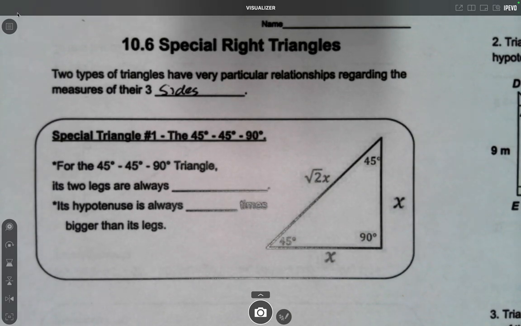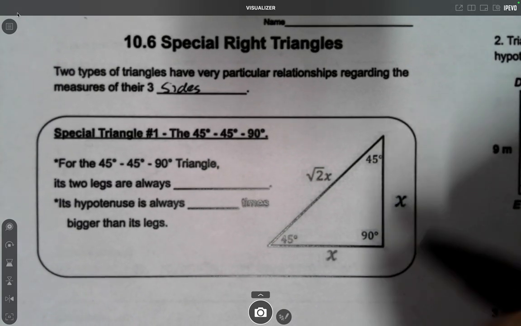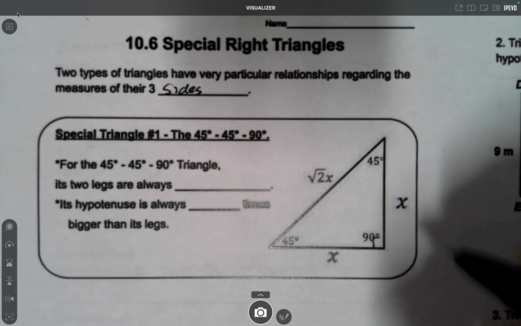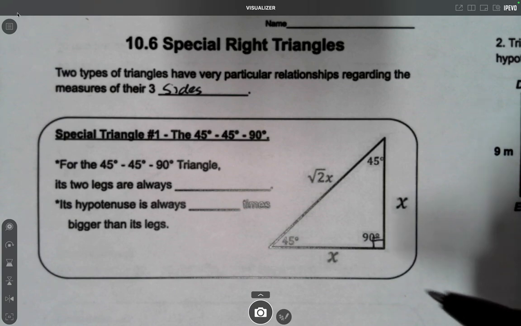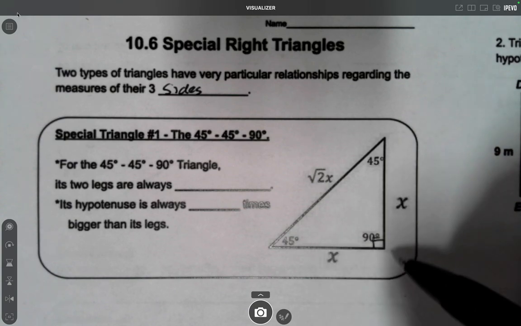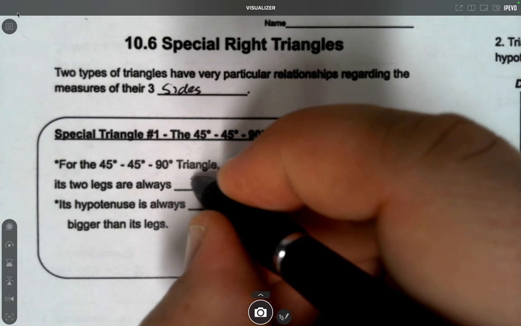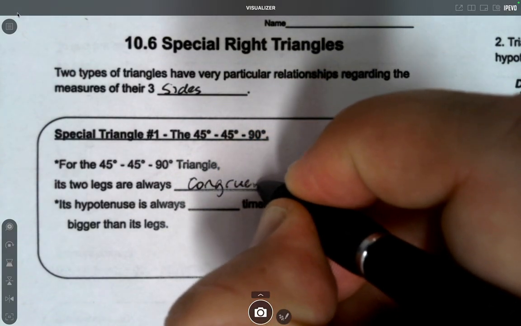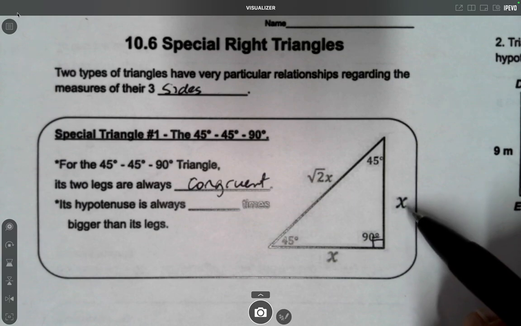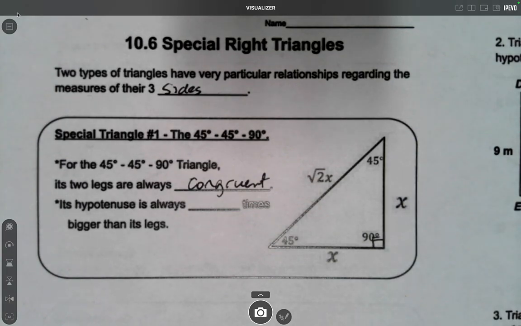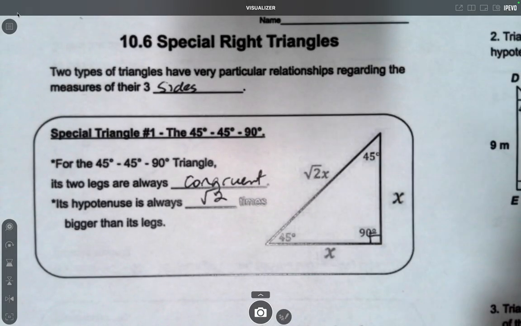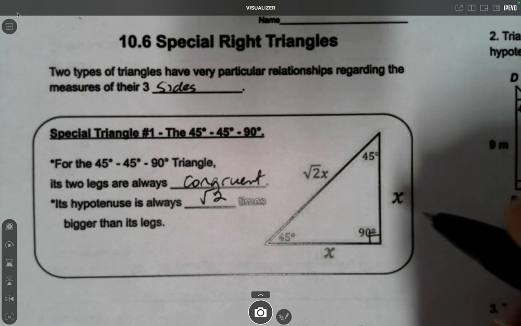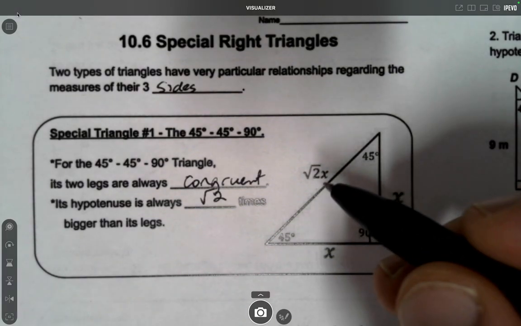So the first special triangle is the 45, 45, 90. This is a triangle that has one right angle, right here at the 90, and then two congruent angles, 45 degrees. Its two legs, that's the sides that are not the hypotenuse, are always congruent. That's why we see both an x and an x here. The hypotenuse is always the square root of 2 times bigger than the legs. So if you knew the leg was 7, then the hypotenuse is 7 times the square root of 2.